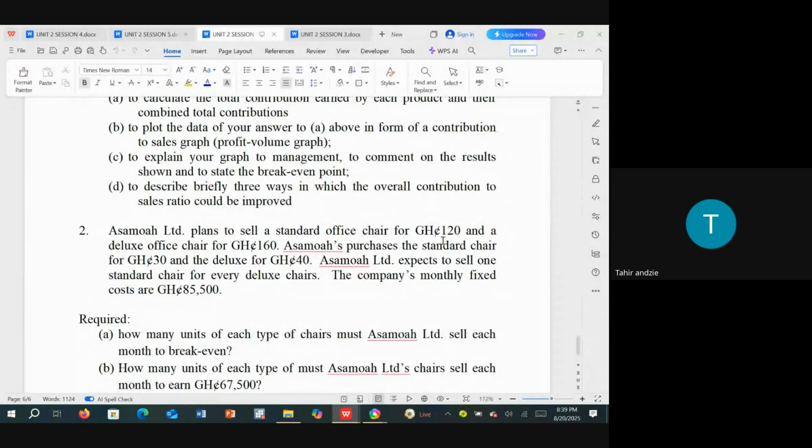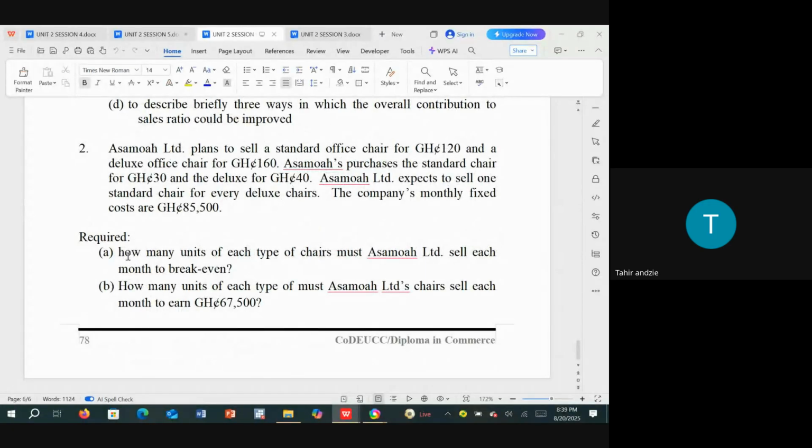Asamoah purchases the standard chair for 30 cedis and the deluxe for 40. Asamoah Limited expects to sell one standard chair for every deluxe chair. The company's monthly fixed costs are this. You are required to find how many units of each type of chair Asamoah Limited must sell each month to break even, and how many units of each type.